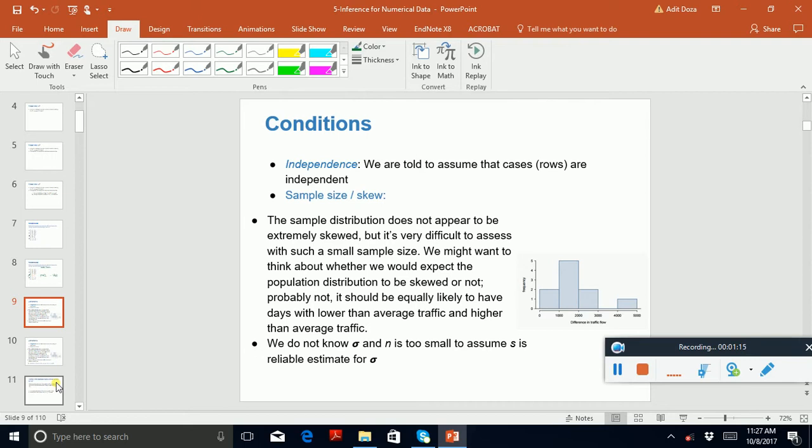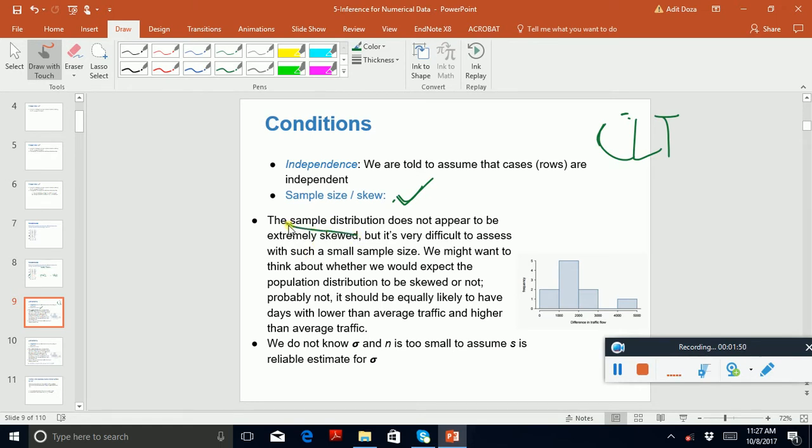Okay, so let's look at the conditions. We are told to assume that cases are independent. These are all the CLT conditions, right? If you remember, these are similar to the CLT conditions. So we are told to assume that cases are independent and there shouldn't be that much skewness. If you recall, there shouldn't be that much skewness. So the sample distribution does not appear to be extremely skewed.